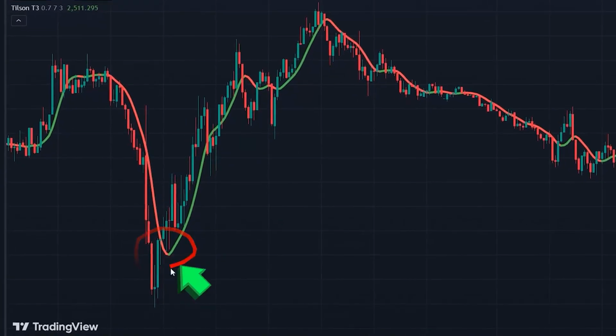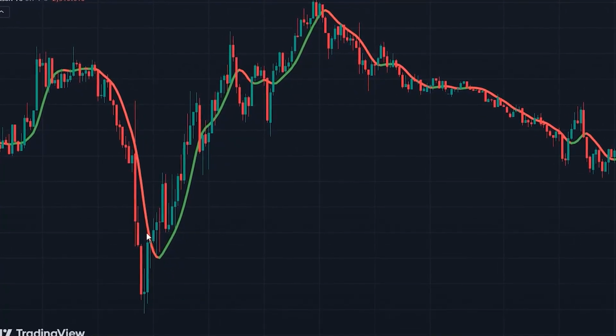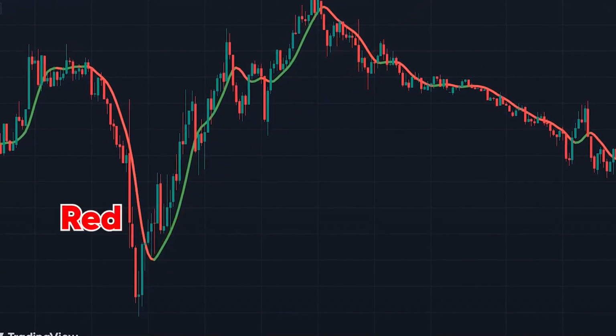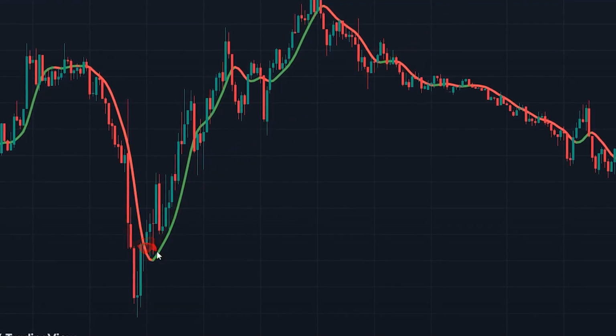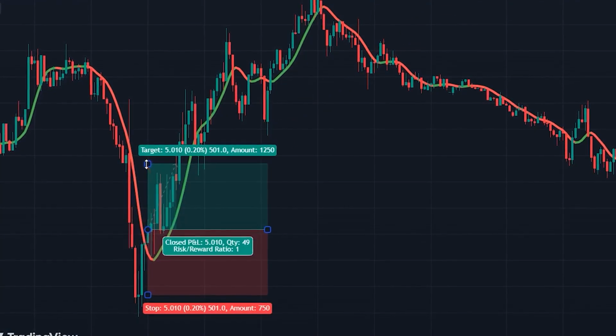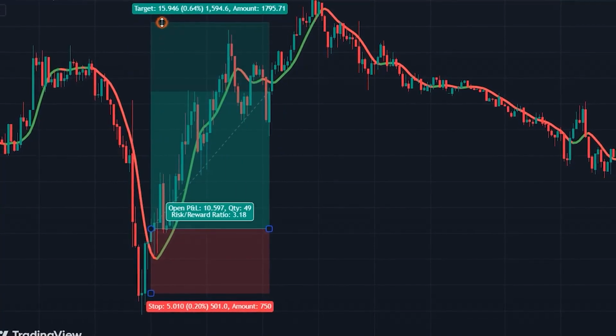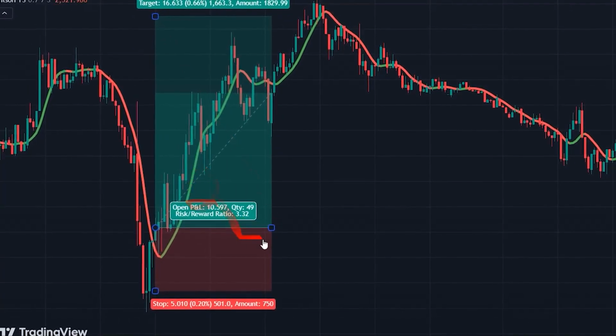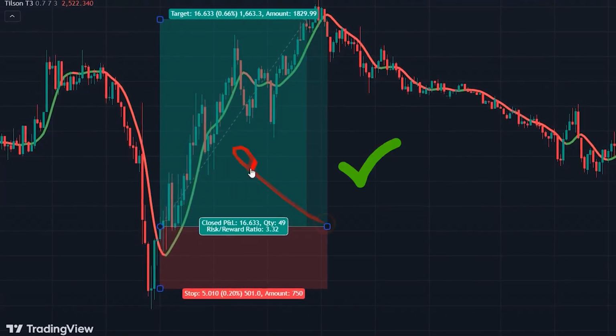Now you can see this point where the line of this indicator has changed color from red to green. At this point, we can enter a buy trade and place our stop loss at a safe zone. You can see that this trade closes with a good profit.